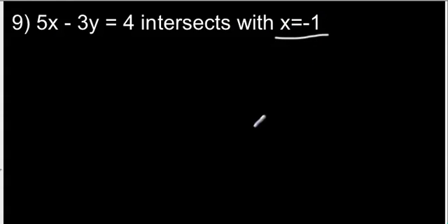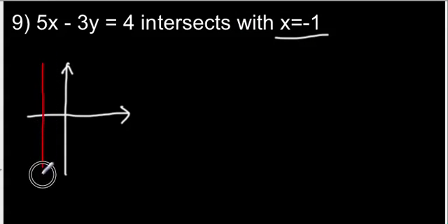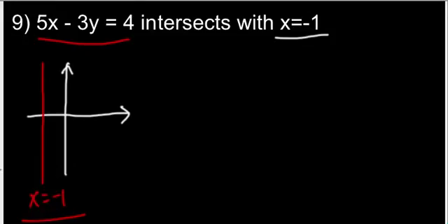Okay, now it intersects with the line x equals negative 1. So let's just draw our axes right here. So this is the x-axis, that's the y-axis, and x equals negative 1 will just basically be a vertical line like that, right? So this is x equals negative 1, and there's some line like that. So anyways, again, this just makes it easy. Now we have our second equation. This is our first equation, this is our second, x equals negative 1.